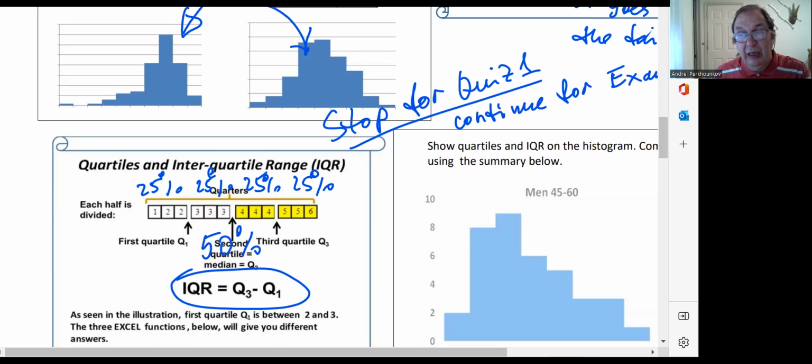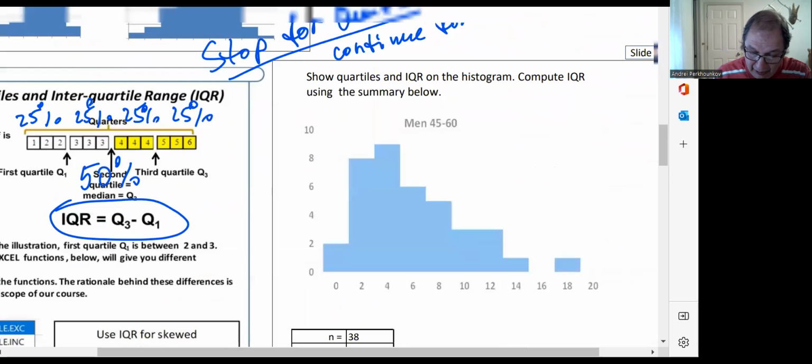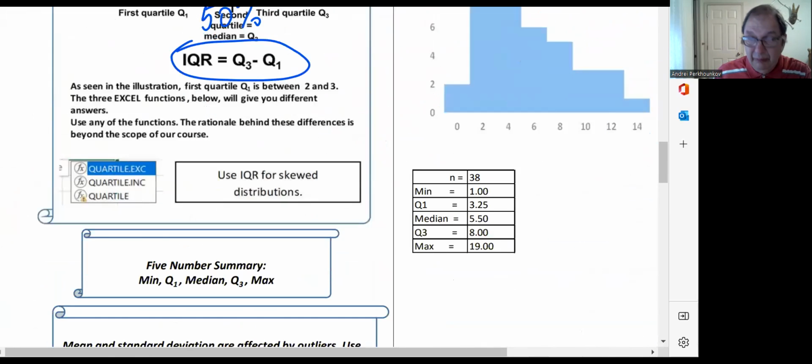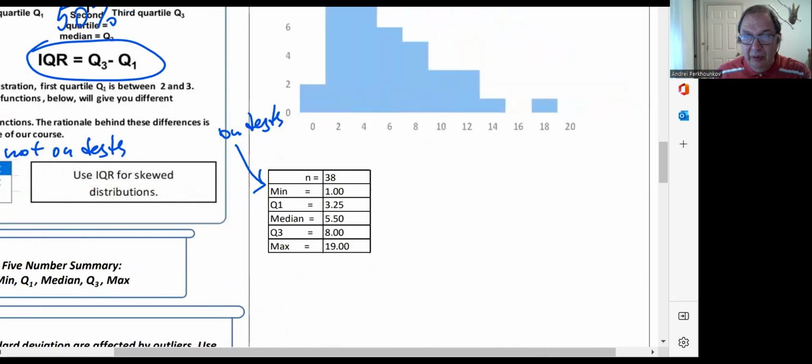Now, of course, it's easily done when you have very simple data like we see here with the building blocks. But what if it's more realistic data, like the one we are doing and it's posted on Talon? Not a big deal, because there are formulas. They are not on tests, because summaries will be given. So this would be on tests.